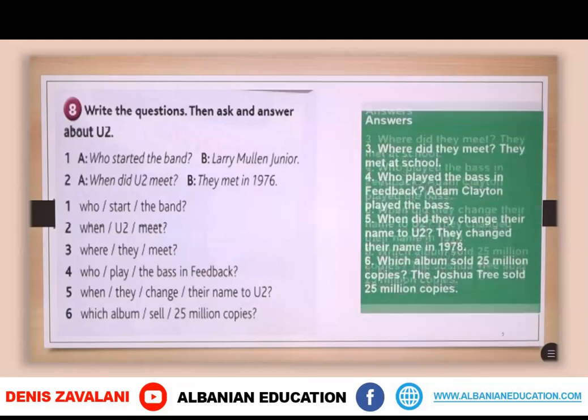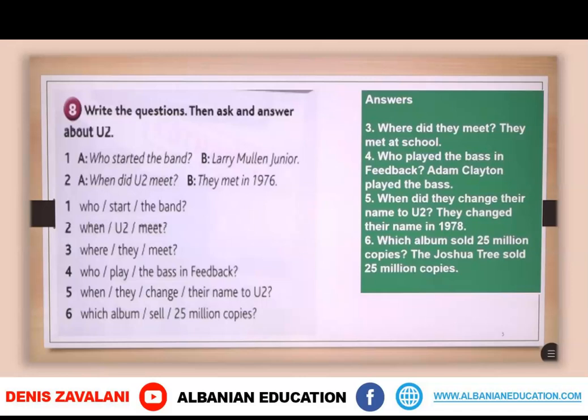Okay, let's see. So, the third one is, where did they meet? They met at school. Number 4, who played the bass in Feedback? We know that their name before was Feedback, then they changed it to U2. So it's Adam Clayton who played the bass. Number 5 is, when did they change their name to U2? They changed their name in 1978. And which album sold 25 million copies? The Joshua Tree sold 25 million copies.